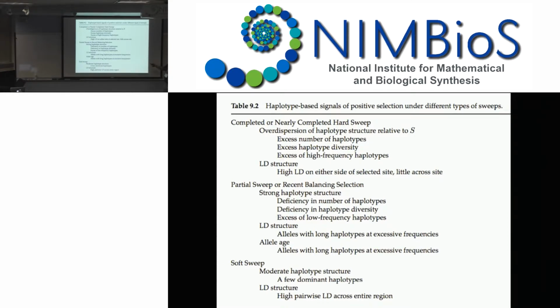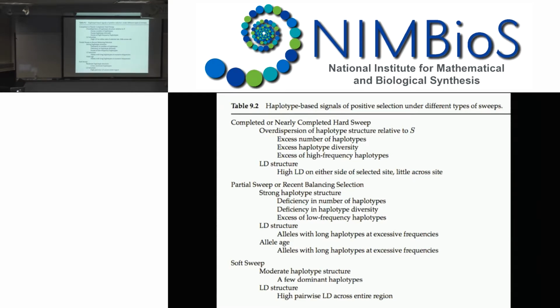I have an excess number of haplotypes, excess diversity, an excess of high-frequency haplotypes. The LD structure is high LD on either side of the site, little across it. A partial sweep or a recent balancing selection gives strong haplotype structure, a deficiency of the number of haplotypes, a deficiency of diversity, and an excess of low-frequency haplotypes. The LD structure is long haplotypes at excessive frequencies, allelic age, long haplotypes, excessive frequency.